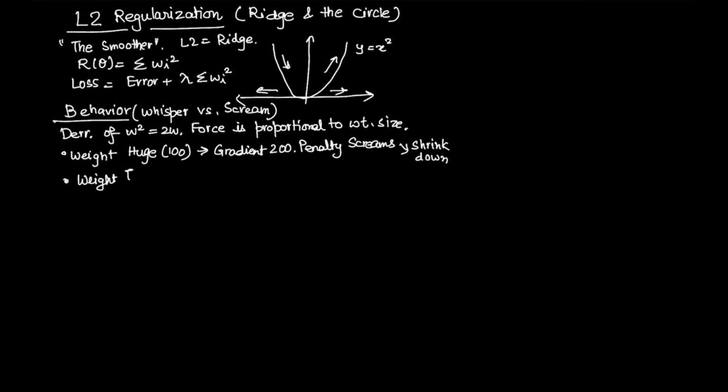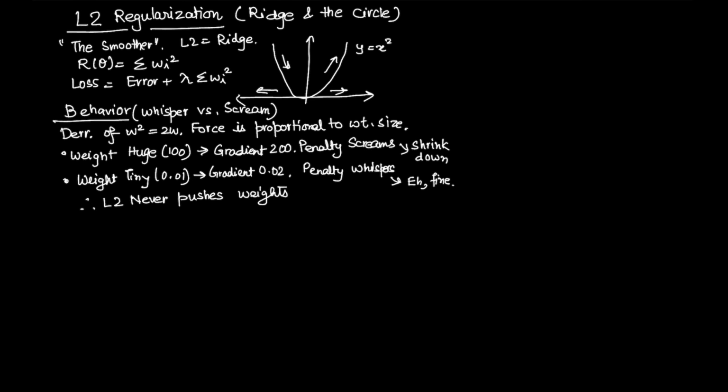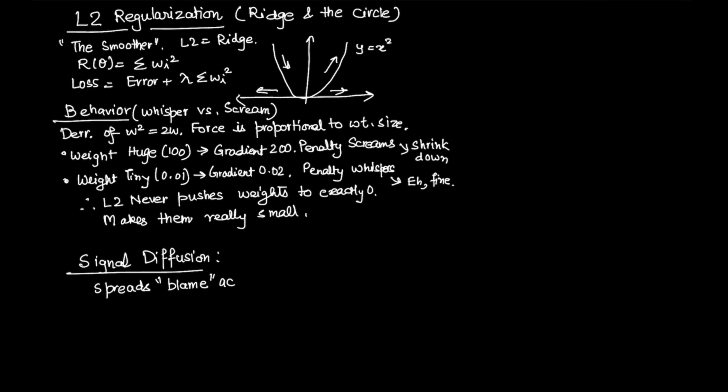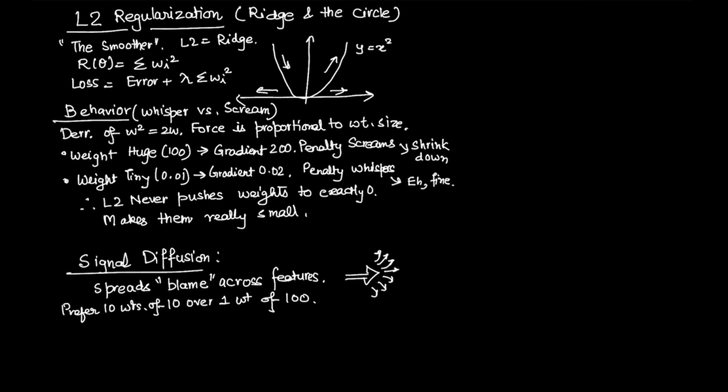If the weight is tiny, e.g. 0.01, the gradient is 0.02. The penalty whispers, you're fine. Because the force fades away as you get closer to 0, L2 regularization never actually pushes weights to exactly 0. It just makes them really small. It diffuses the signal. Instead of having one massive weight of 100, L2 prefers to have 10 weights of 10. It spreads the blame across all features.